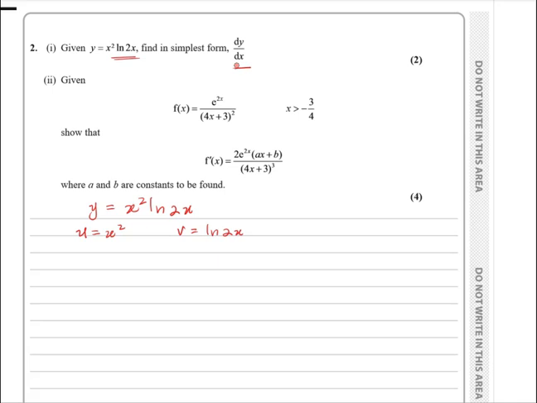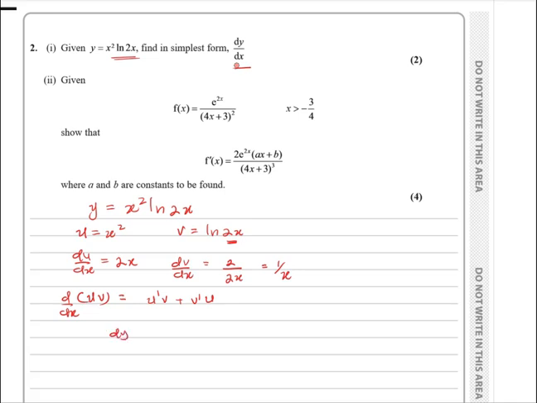So when you get the derivative, du/dx, which is 2x, and dv/dx, which is the derivative of the natural log: the derivative of the inside, which is 2, over the function itself, which is 2x. So you have your derivative as 1 over x. Then you join it. The product rule says if you have u times v, the derivative of u times v is always going to be equal to the derivative of u times v plus the derivative of v times u.